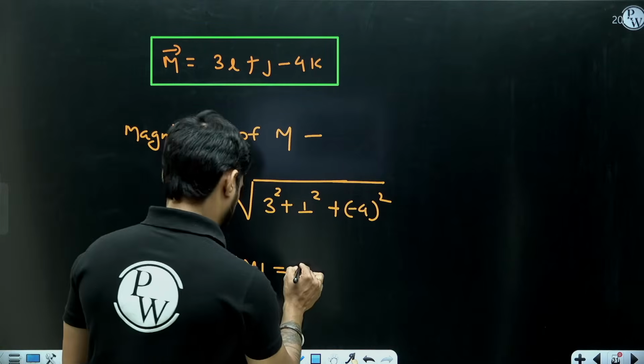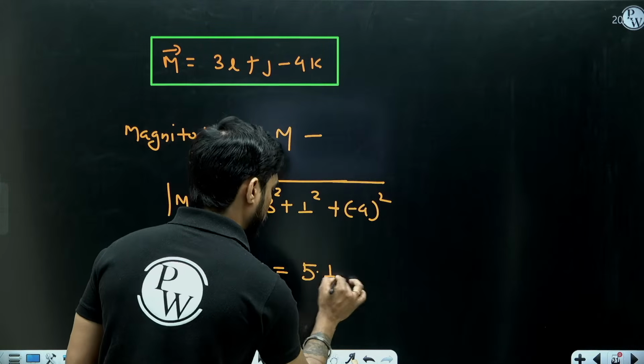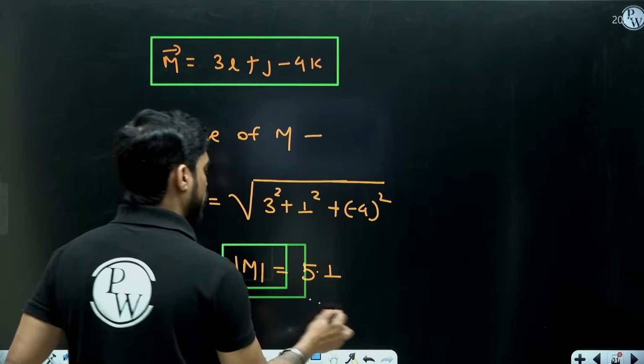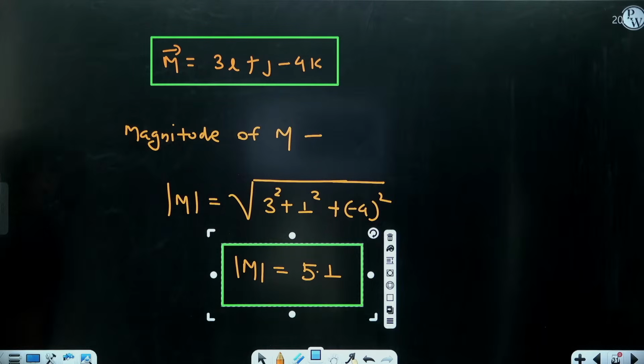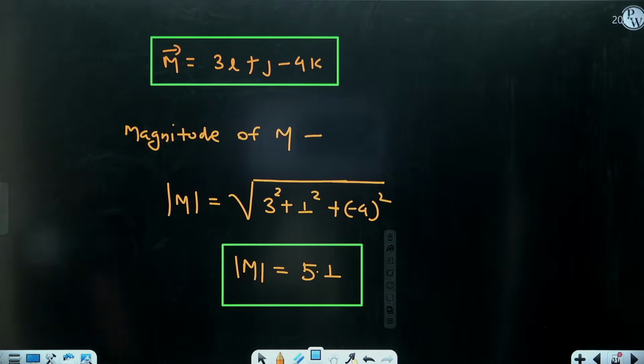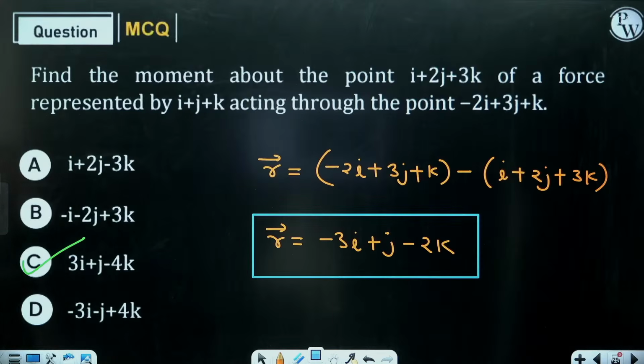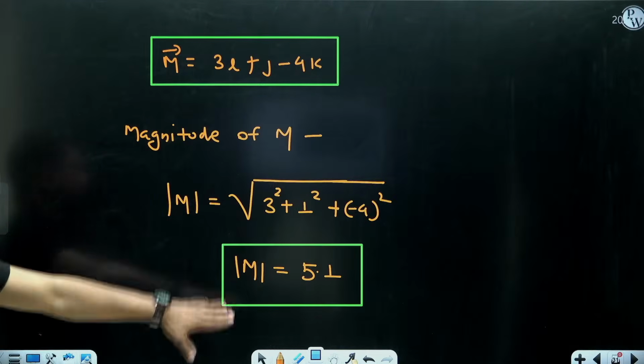So it is 5.1. They have not mentioned the units. So it is 5.1. Okay. So right now they were just asking us the moment vector, but if they ask you to find the magnitude of the moment, you can also calculate it like this.